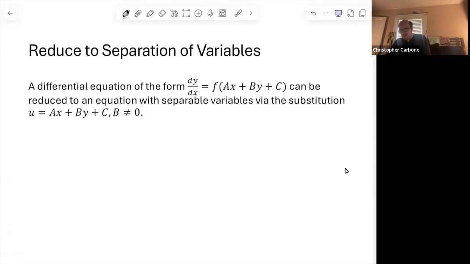We could also reduce to apply a separation of variables. So a differential equation of the format dy over dx is equal to f of ax plus by plus c can be reduced to an equation with separable variables using the substitution u is equal to ax plus by plus c. But in order for that to actually be the case, b in this case cannot be 0. Otherwise, we can't use this method.